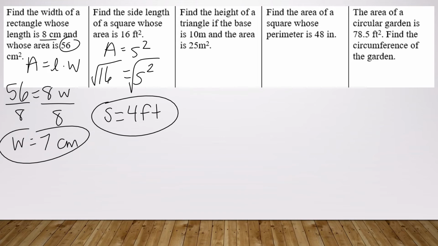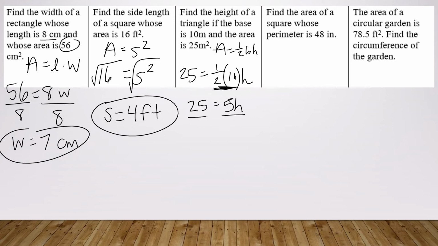The next one: height of a triangle if the base is 10 meters and the area is 25 meters squared. So area of a triangle is 1/2 base times height. The area that they gave us is 25. The half just stays there. They gave us the base, which is 10, and we are trying to find our height. So first step is to combine your like terms. So multiply the 1/2 and the 10, which makes 5. And then I want to get the h by itself, so I need to divide both sides by 5, and I get 5 meters for the height.